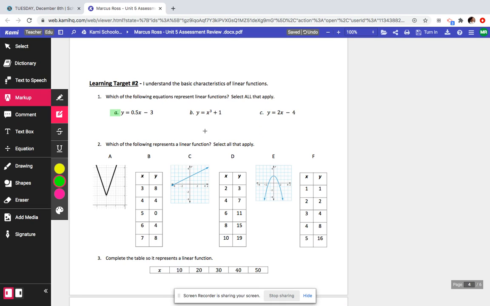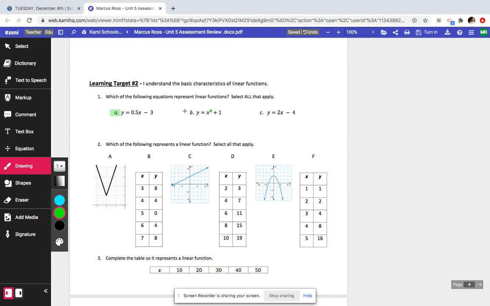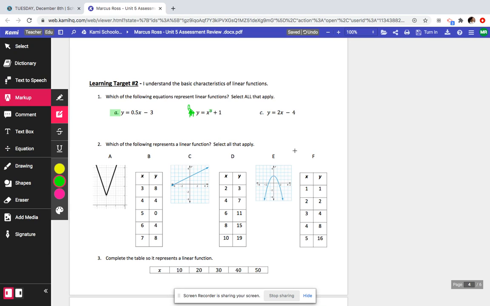B, y equals x cubed plus 3 or plus 1. Right off the bat, because it has this exponent, B is not an answer. So I'm going to cross this out. Oops, it's not it. Do not answer that. C, y equals 2x minus 4. Well, again, x and y are completely standing alone. They don't have exponents, and it's written in the y equals mx plus b form. This is, in fact, a linear function.